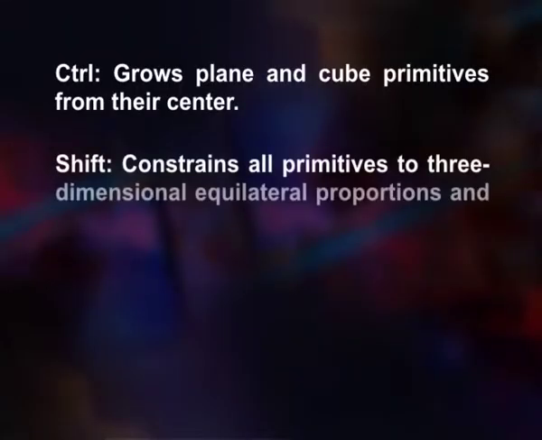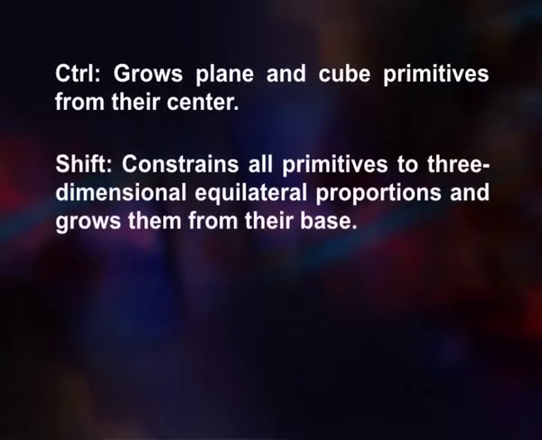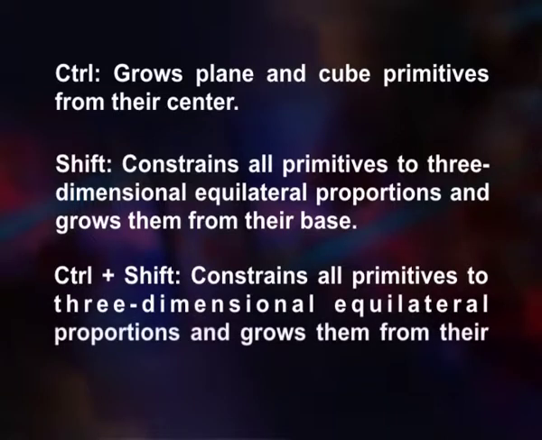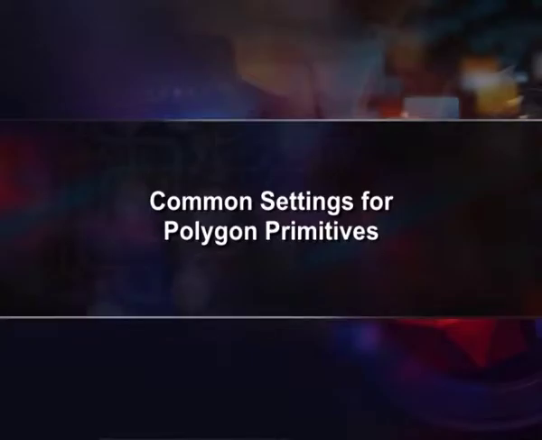Using the Shift key constrains all primitives to 3-dimensional equilateral proportions and grows them from their base. When adjusting primitive attributes in the subsequent interactive steps, pressing the Shift key momentarily increases the mouse speed. Using the Control Shift option constrains all primitives to 3-dimensional equilateral proportions and grows them from the center. These are the common settings for polygon primitives.